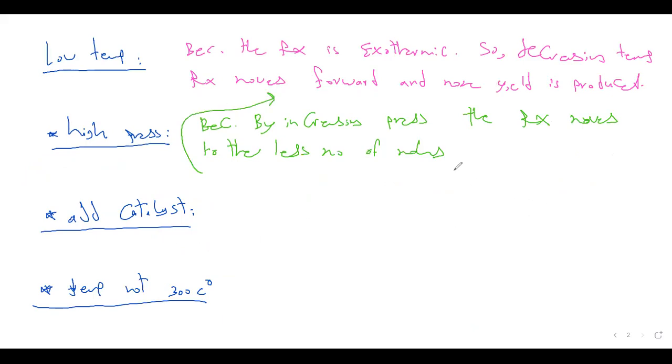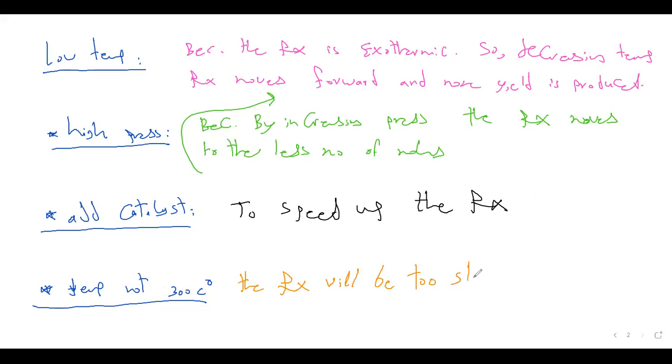Adding catalyst to speed up the reaction. Why didn't we use lower temperature like 300? By decreasing temperature more, the reaction will be too slow and costs more.